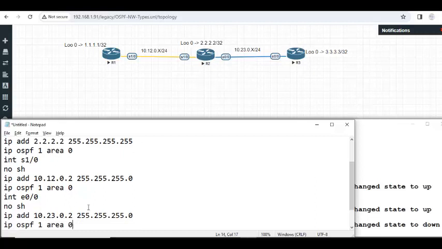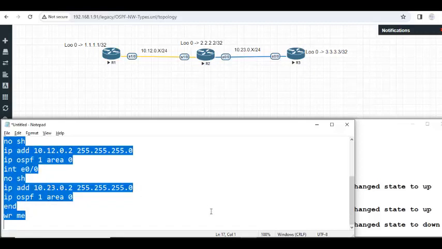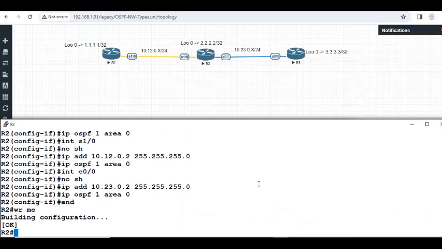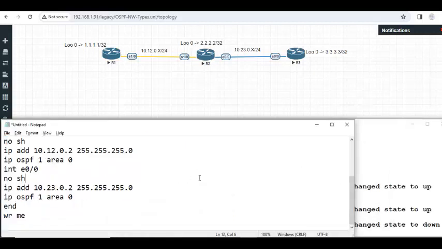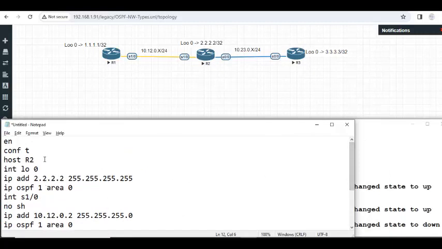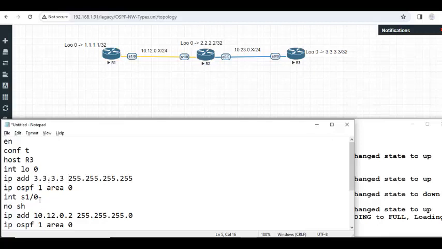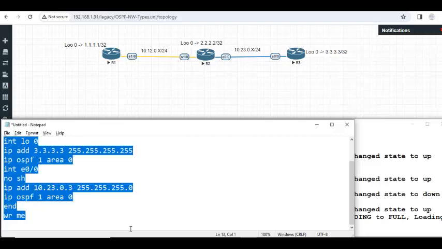So there is no difference in the configuration. You can see the serial interface and Ethernet interface, the configurations remain the same. There is no change. So let me put this on R2. And now the last router. Here we don't have serial, we got just one interface, Ethernet, so I'll remove this. Ethernet 0/0 has got .3 here. And this goes on router 3.